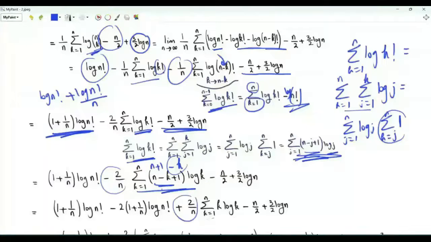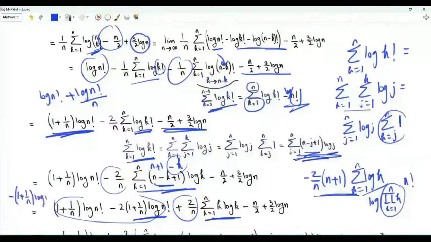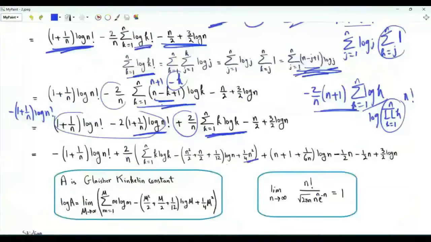We get plus 2 over n summation k from 1 to n k log k. We also have minus 2 over n times n plus 1 times summation k from 1 to n log k. This is log product k from 1 to n of k, which is n factorial. This quantity is minus 2 between brackets 1 plus 1 over n times log n factorial. These two terms together are minus between brackets 1 plus 1 over n log n factorial. To this summation, k from 1 to n k log k, we add n squared over 4 minus log n times this bracket. Here are these two new terms with opposite signs after multiplying by 2 over n.